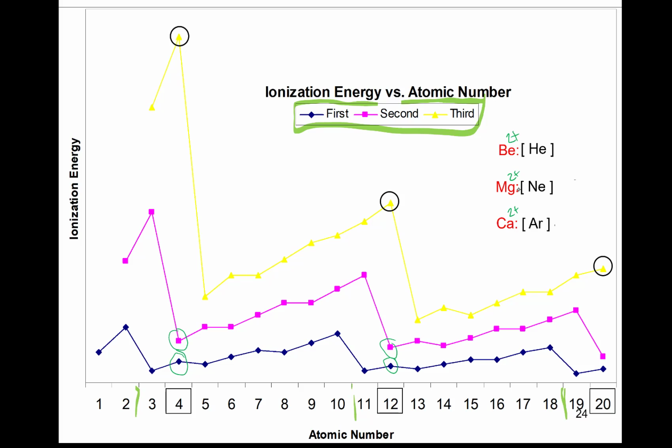And they're happy like that. They don't want to lose anymore. So it's going to take a lot more energy to lose the third electron, and that's why that third ionization energy is really high for them.